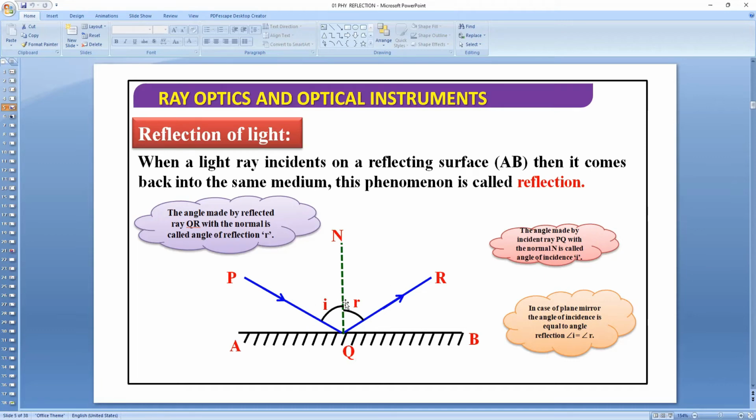The angle made by the reflected ray QR with the normal is called the angle of reflection R. The angle made by the incident ray PQ with the normal N is called the angle of incidence I. In case of a plane mirror, the angle of incidence is equal to the angle of reflection.